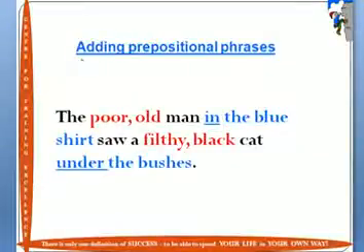Next, we have added prepositional phrases. It's called a prepositional phrase because the phrases begin with prepositions. Here it begins with in, and here it begins with under. So I have a sentence like this. The poor old man in the blue shirt saw a filthy black cat under the bushes.